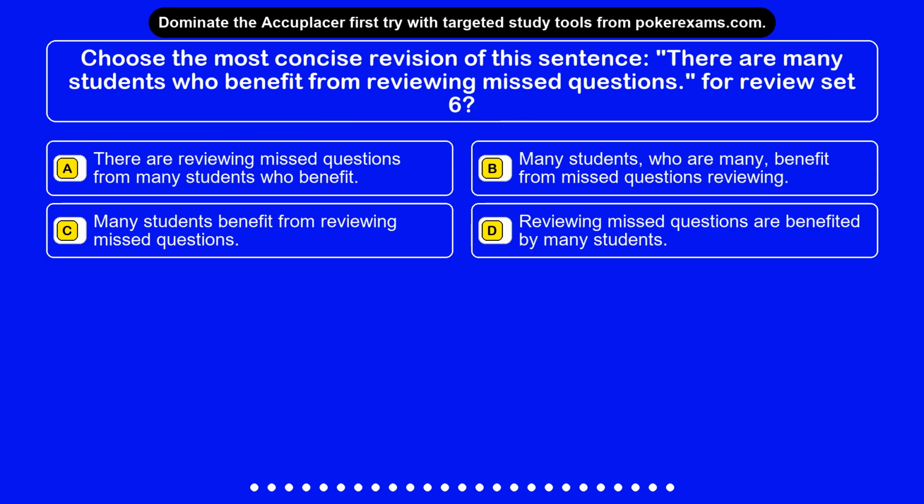Question 22. Choose the most concise revision of this sentence. There are many students who benefit from reviewing missed questions. For review set 6. Option A. There are reviewing missed questions from many students who benefit. Option B. Many students, who are many, benefit from missed questions reviewing. Option C. Many students benefit from reviewing missed questions. Option D. Reviewing missed questions are benefited by many students.